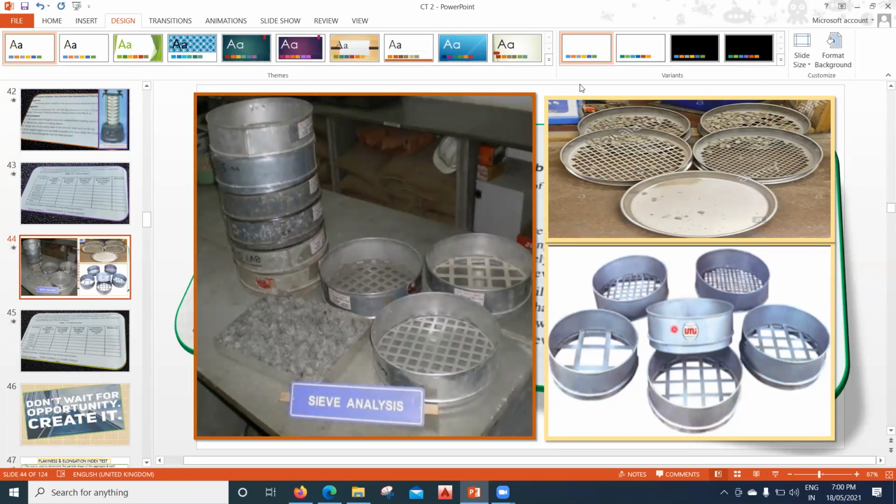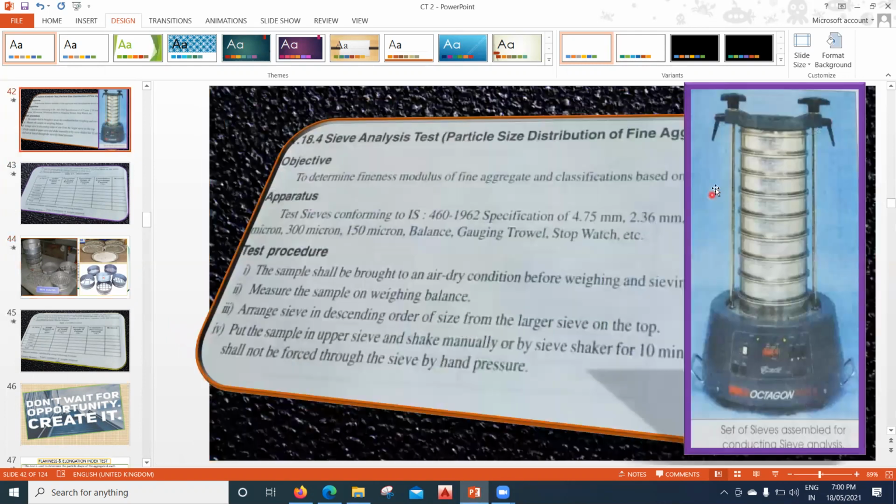You can see it here as well. These are the different Indian standard sieves we have, 80, 40 and so on, right? Similarly, if you go for the fine aggregate, these are the sieves we have: 2.36, then 1.18, then 600 micron, 300 micron and 150 micron. Whatever is given, based on that we are going to do the test.